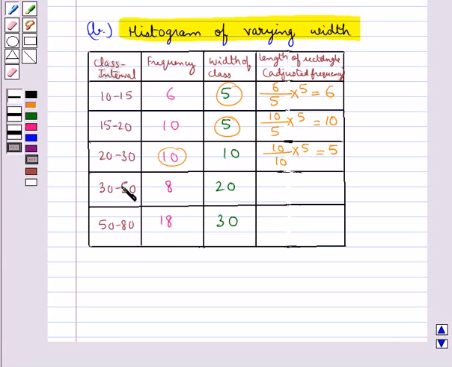Now for the next class interval, that is 30 to 50, the adjusted frequency is given by the frequency, which is 8, upon the class size, that is 20, multiplied by the minimum class size, which is 5. This gives us 2. Now for the next one, it is frequency 18, upon the class size 30, multiplied by the minimum class size 5. And this is equal to 3.